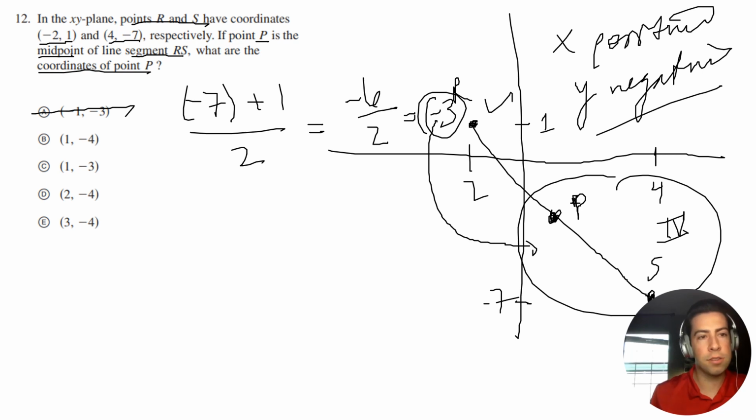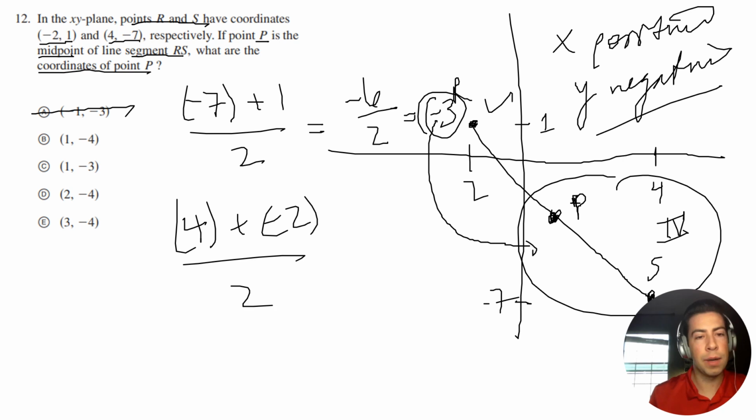Now let's do our X coordinate. It's going to be (4 + -2) divided by 2. And what I'm going to get is 2 divided by 2, that's going to be 1. It's positive, and we said our X has to be positive, so that checks out.